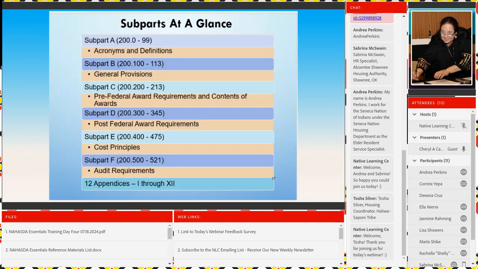So the subparts at a glance, the acronyms and definitions are at A. The general provisions are at B. The pre-federal award requirements and contents of awards are at C. The post-federal award requirements are at D. The cost principles, or your cost principles, are at E. Your audit requirements are at F, and then the appendices.